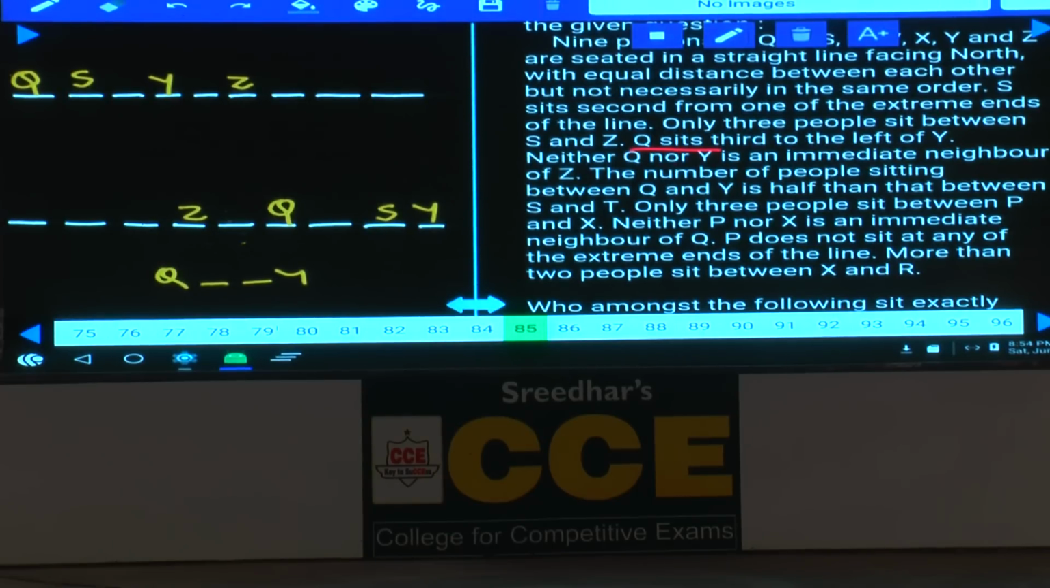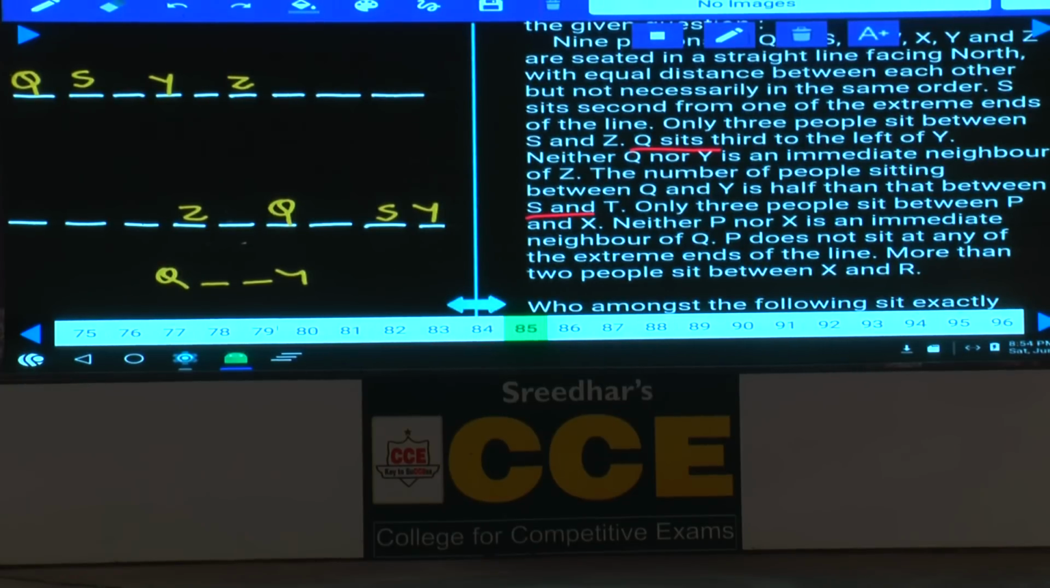Afterwards what is the information here? Q sits to the left of Y, neither Q nor Y is an immediate neighbor of Z, and the number of people sitting between Q and Y is half that of, it is half that of what? It is half that of between S and T. Now it is half between S and T.